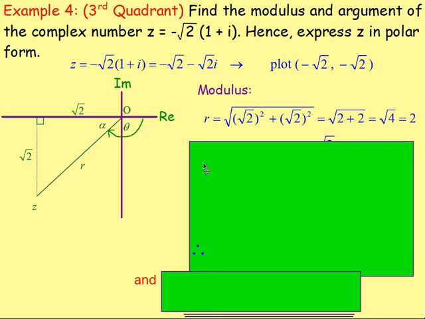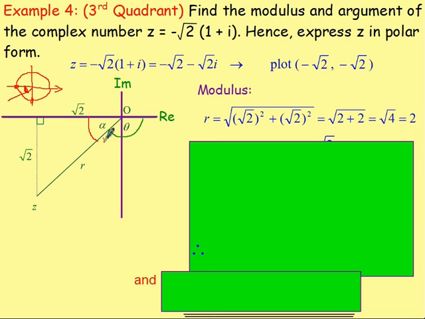For the argument, how do you work out the size of the argument? Once again, it's the size of the angle between OZ and the positive direction of the x-axis. It goes between 0 and 180 and 0 and negative 180. Because we're down here, we know it's going to be a negative, and it'll be between negative 90 and negative 180 degrees. The best way to do this is to just work out the size of this acute angle. So work out the size of the angle here.